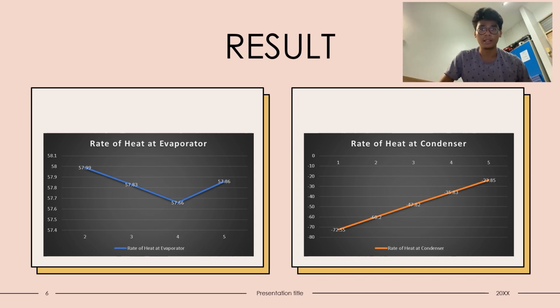This is the graph for both rate of heat at evaporator and condenser. The formula that we use to calculate the rate of heat at the evaporator is Q equals mH, where H is the enthalpy. And the formula for the coefficient of performance is the rate of heat at the evaporator divided by the rate of heat at the condenser minus the rate of heat at the evaporator. So that's it from me.